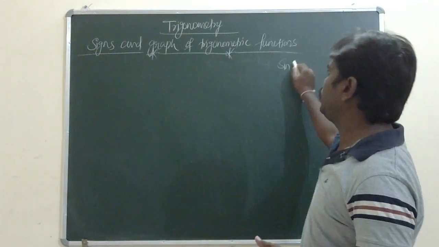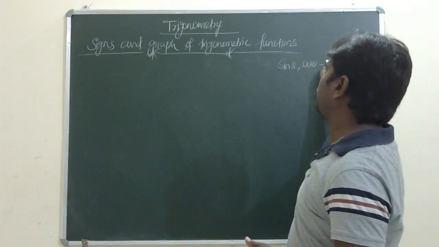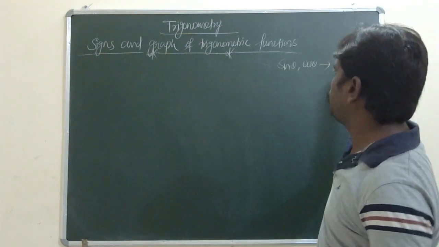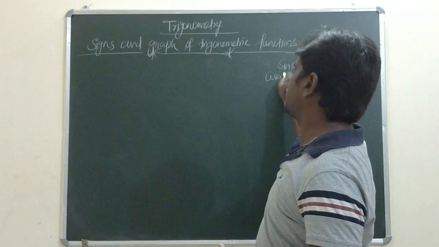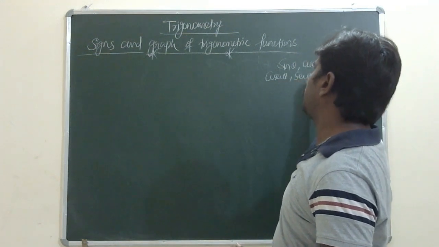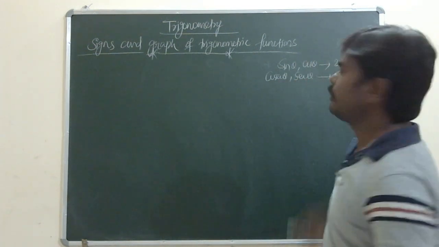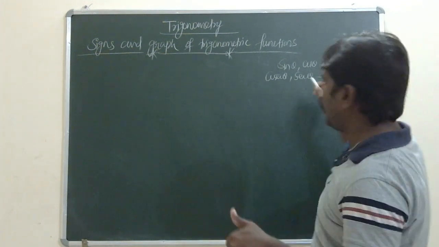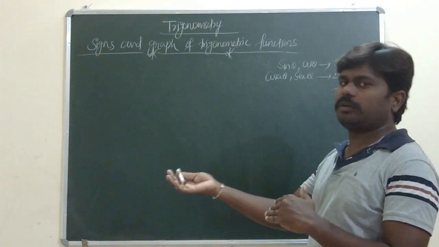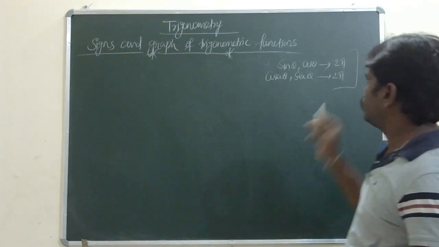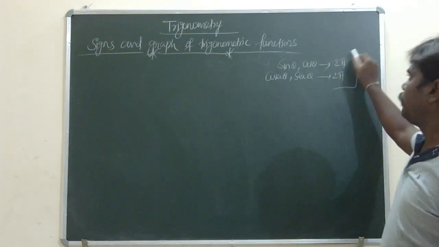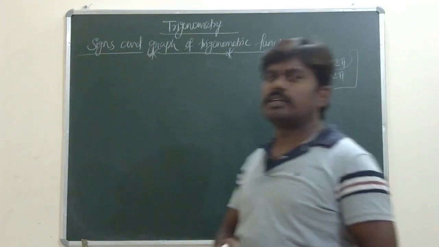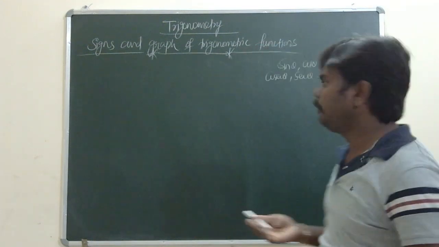Sin theta and cos theta are periodic functions with period 2 pi, and their reciprocals also have the same period 2 pi. That means cosecant theta and secant theta are also periodic functions whose period is 2 pi. It means after 2 pi the values will come again in the same order. From 0 to 2 pi, all the values of sine and cos will be repeated.